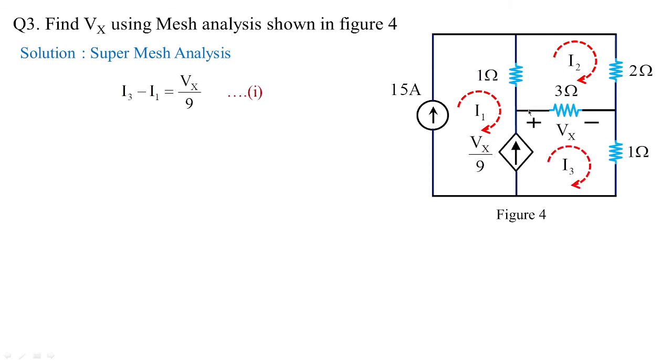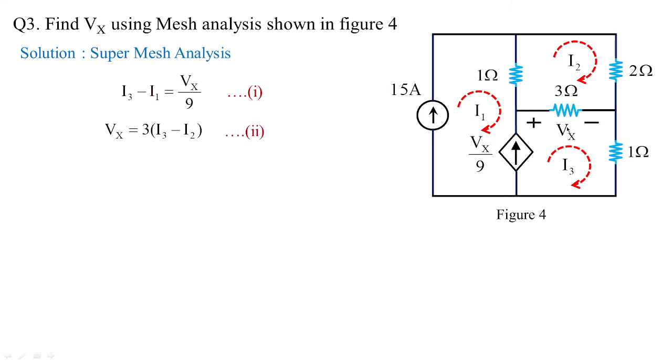Then it is clearly observed that I3 minus I1 is equal to Vx by 9. So Vx by 9 is a current source. What type of current source? Voltage dependent current source. Since it's a current source shared between loop 1 and 3, that's why I3 minus I1 is equal to Vx by 9. This is the first catch.